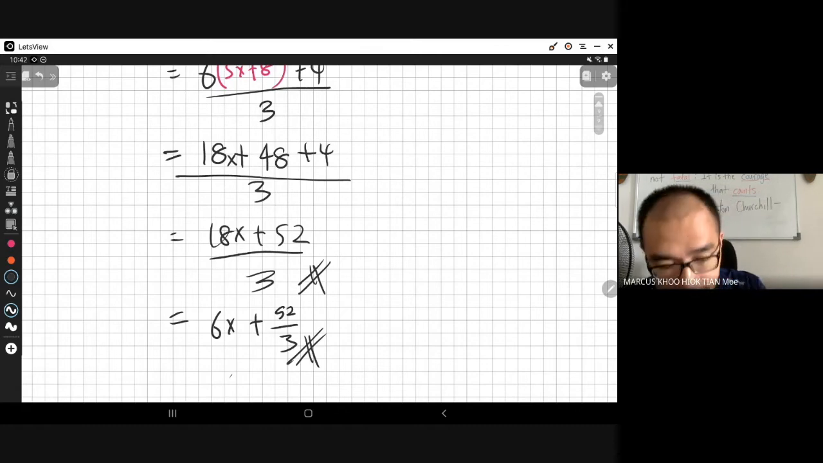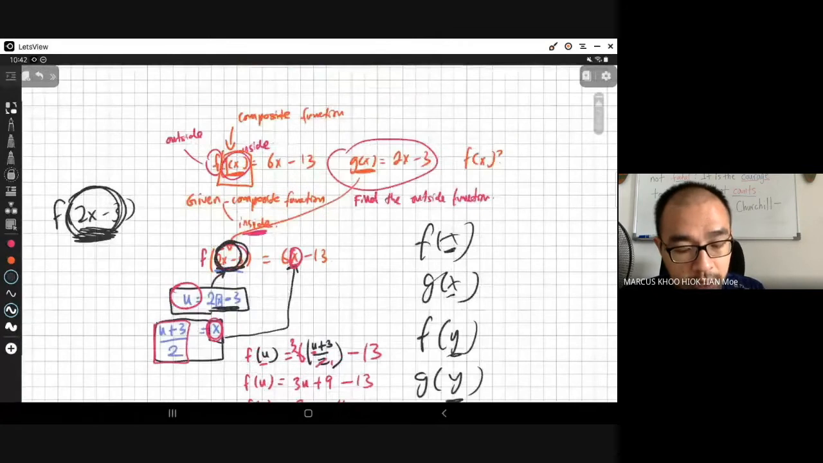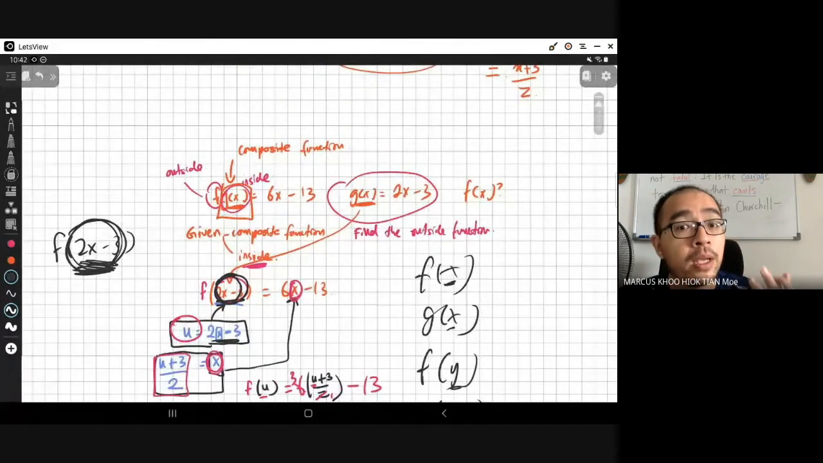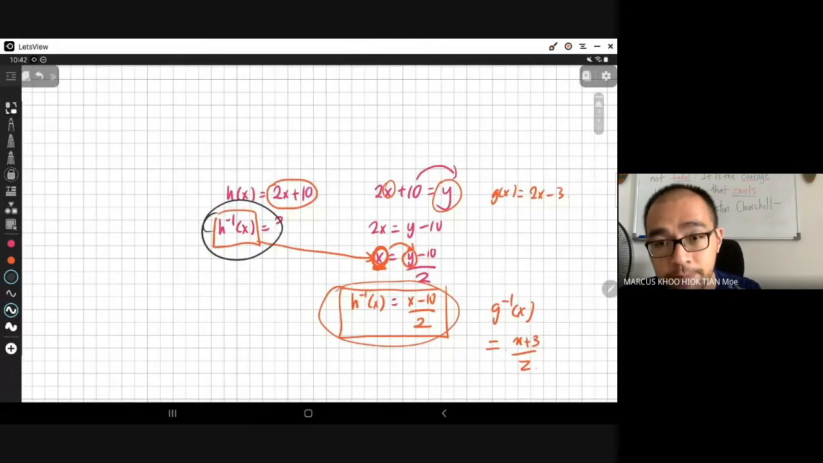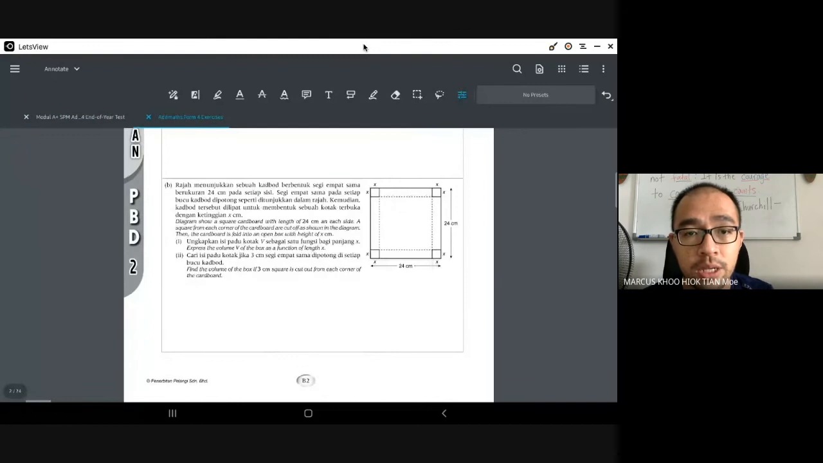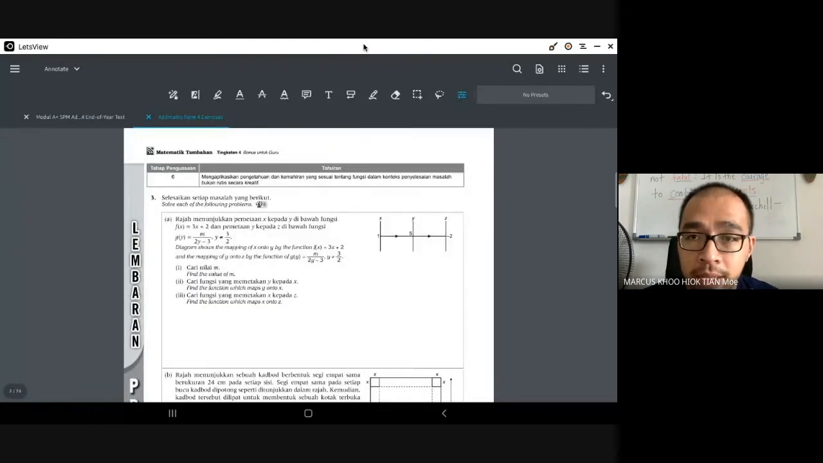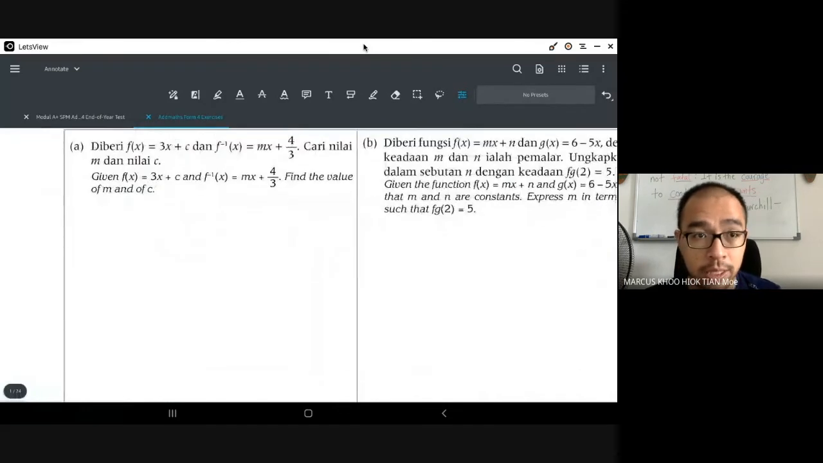But the idea is this, guys. In these 4 questions that we've covered, actually we've covered most of the basics. The most important thing is how to find the inverse function. So I want to go through these exercise questions with you, just to give you an idea of how the exam questions are like, and also to help you a little bit.